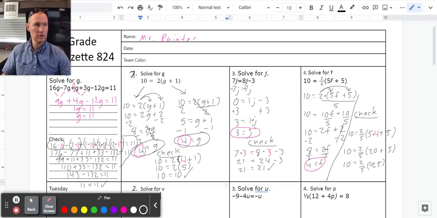Now what we're going to do is we're going to do 2 multiply 25 first. So I got 10 equals 2 times 25 is 50. But don't forget our divide 5. So it's 50 over 5. And 10 equals 50 over 5. Ooh, it's 10. Check.